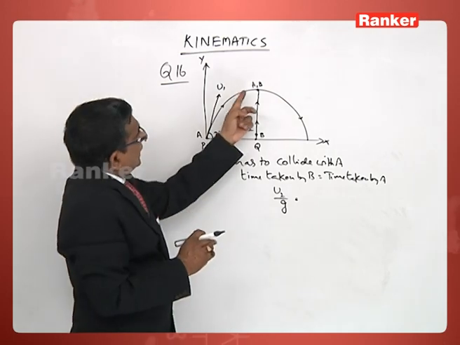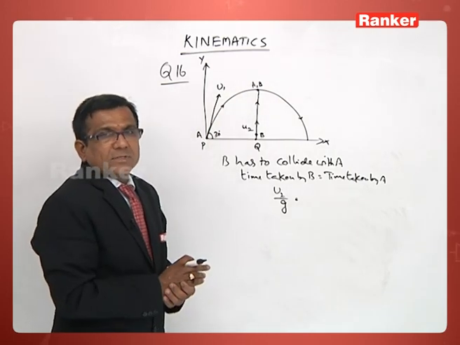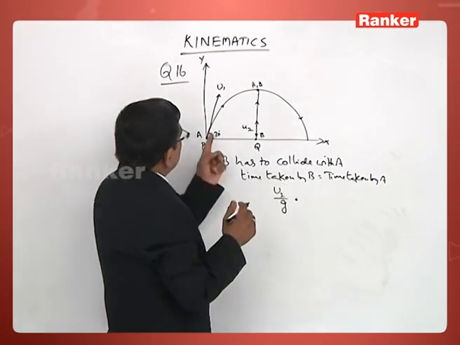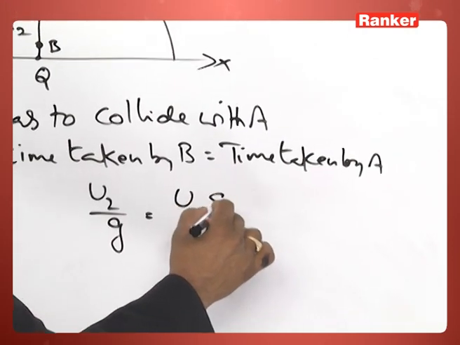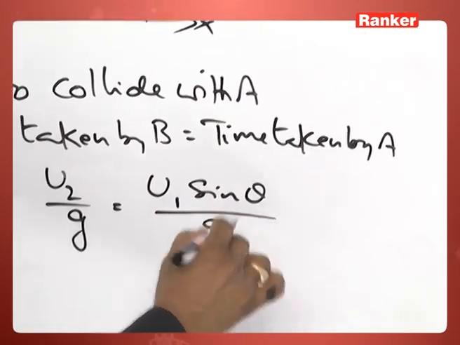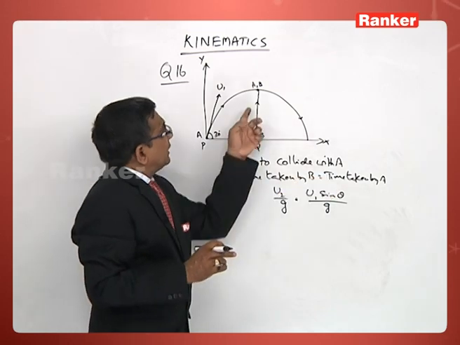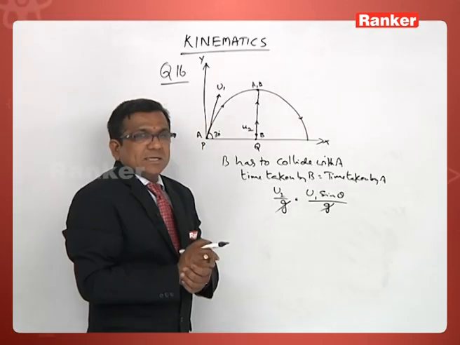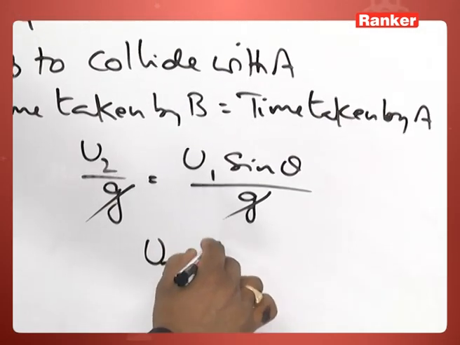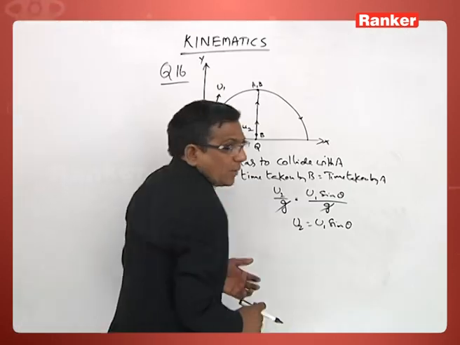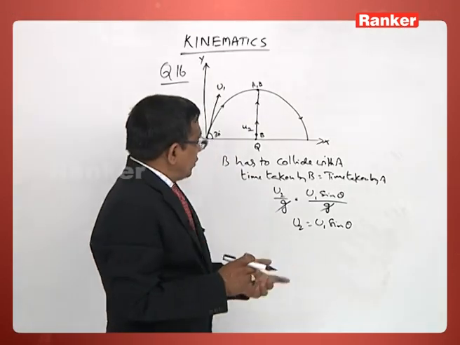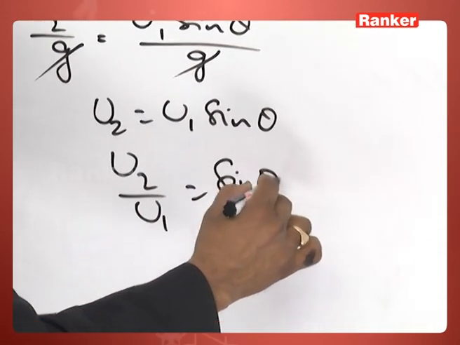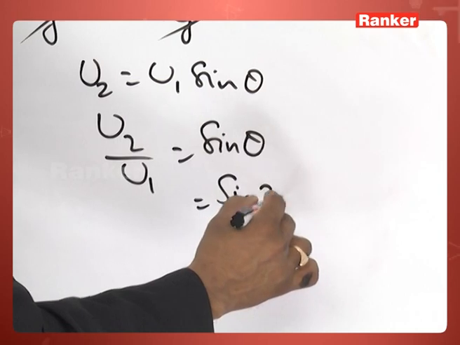And A is moving in a parabolic path. And what is the time of ascent of a particle moving in a parabolic path? That you know, u sin theta by g. But its velocity is u1, so u1 sin theta by g. So, these two times equal, then B and A will what? Collide. So, now if you simplify here, g and g gets cancelled. Therefore, it is u2 is u1 sin theta. But in the problem, we want to calculate u2 by u1. So, u2 by u1 will be sin theta, as theta was given as 30.